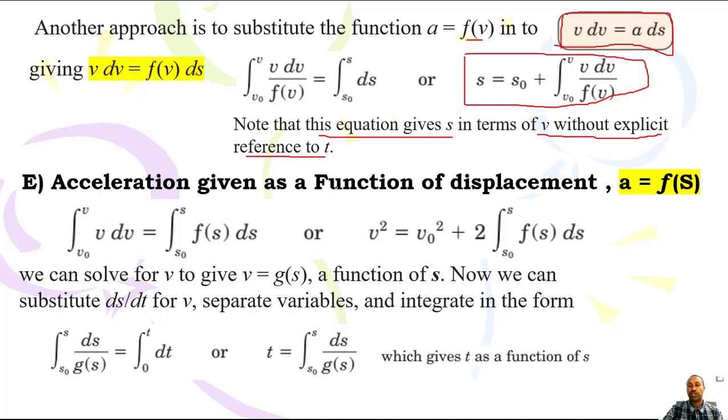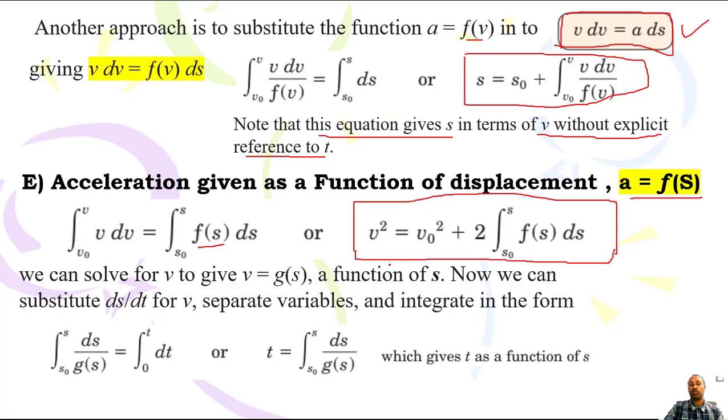And acceleration given as a function of displacement may sometimes be given. So you will use this equation. Again, you bring this equation, v dv is equal to a ds. Then if a is in terms of f of s, you can substitute f of s. Integrate both sides, then you have the velocity. If acceleration in terms of displacement is given, you can calculate the final velocity.